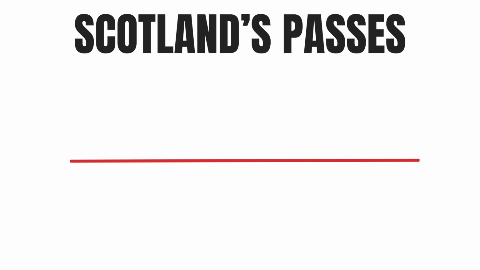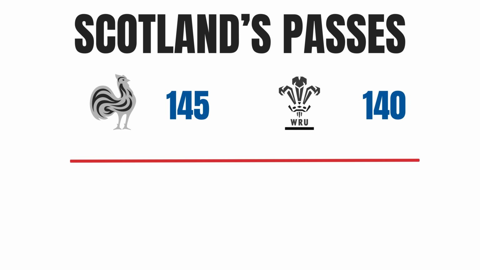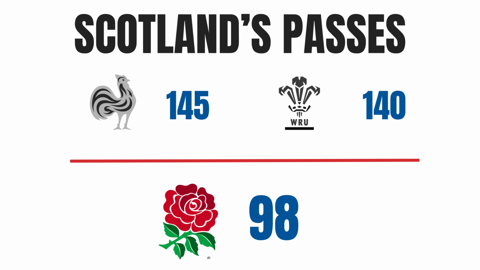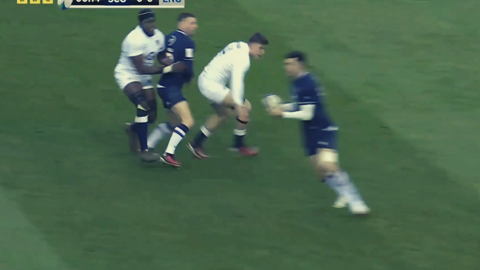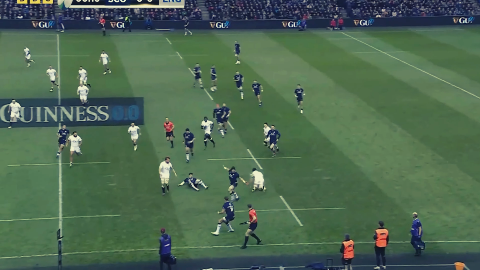In their previous two matches, Scotland managed to make 145 passes against France and 140 against Wales. Against England, they only made 98, despite having similar amounts of possession. This just shows how brutally effective England managed to shut down Scotland's general attack and distribution. I thought Ben Earl and Maro Itoje in particular put great pressure on Scotland's receivers.